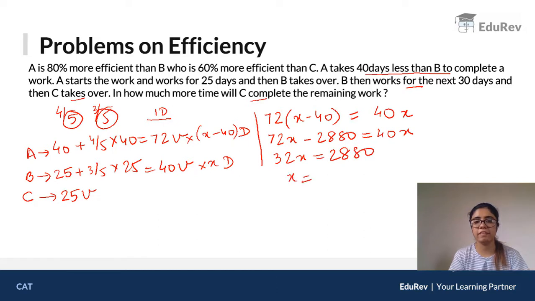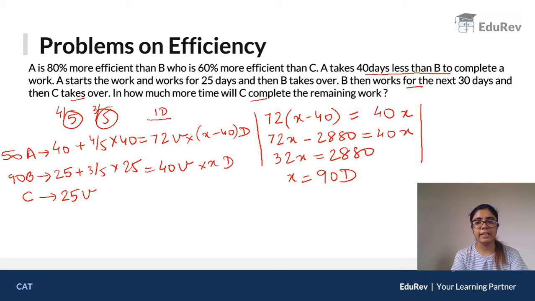So the value of x will be 2880 upon 32, which is nothing but 90 days. So that means B takes 90 days to do the job and A takes 90 minus 40, which is 50 days to do the same job. Okay? Now what are they saying? A starts the work, works for 25 days and so on.